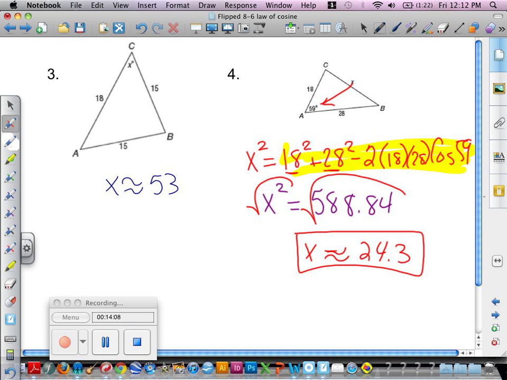So in your classwork tomorrow, you're going to have law of sines and law of cosines all mixed up together, and you're going to have to determine which one you're going to use.